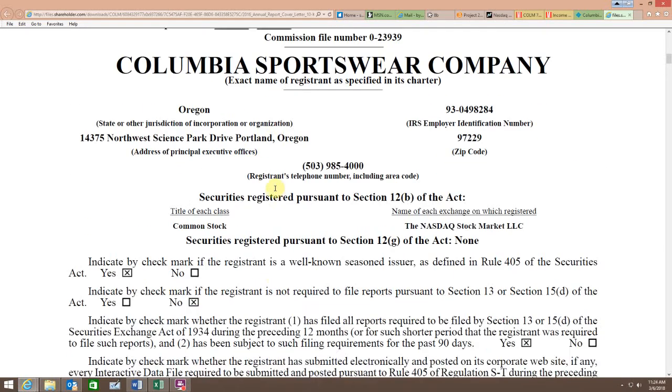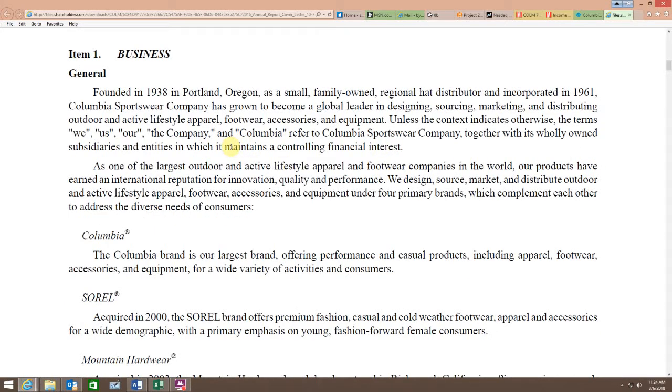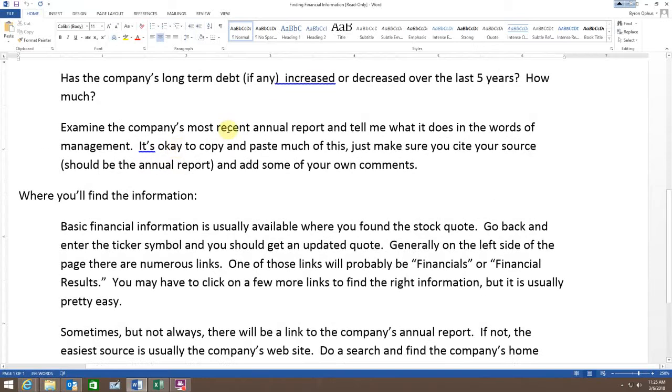Okay, when you actually get to here and you scroll down, you'll find the table of contents, and some are going to be a lot bigger, but usually it's going to be in the same order, right? So part 1, business. Oh, looky there. You can click on this, it'll take you there, but in this case it would have been the next page. Item 1, business, general. Columbia Sportswear has grown to become a global leader in designing, sourcing, marketing, and distributing outdoor and active lifestyle. Boom. Let's see. Examine the company's most recent annual report and tell me what it does in the words of management.